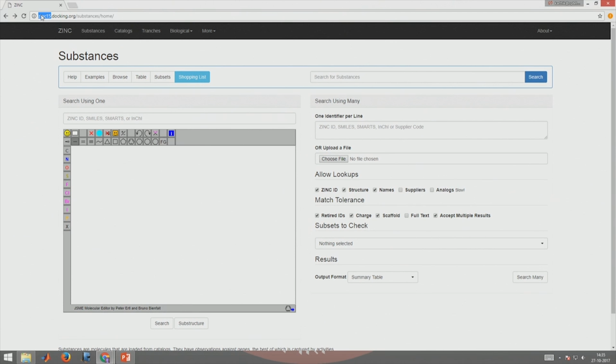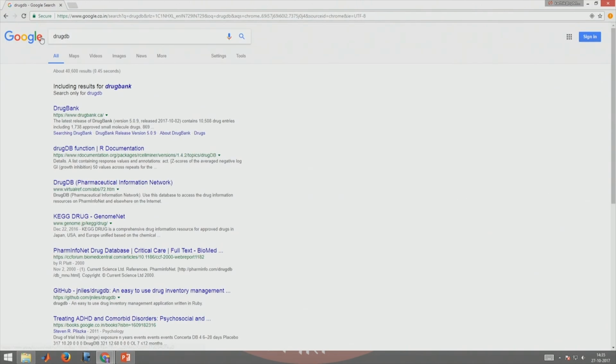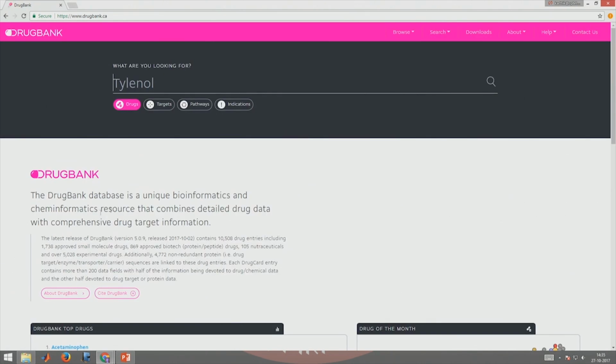Now let us look at DrugBank. Okay, so there is this DrugBank which contains a large number of drugs that are currently in the market. It contains 10,508 drug entries. That means these are approved by FDA and they are in the market, including 1738 small molecule drugs and many biotech drugs. Okay. So all these are there.